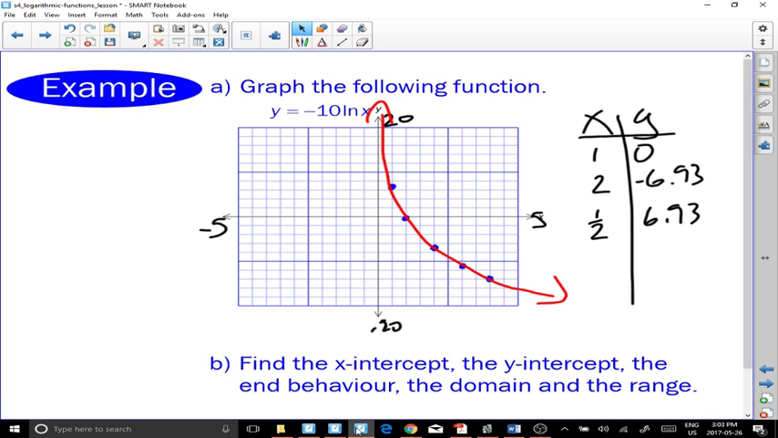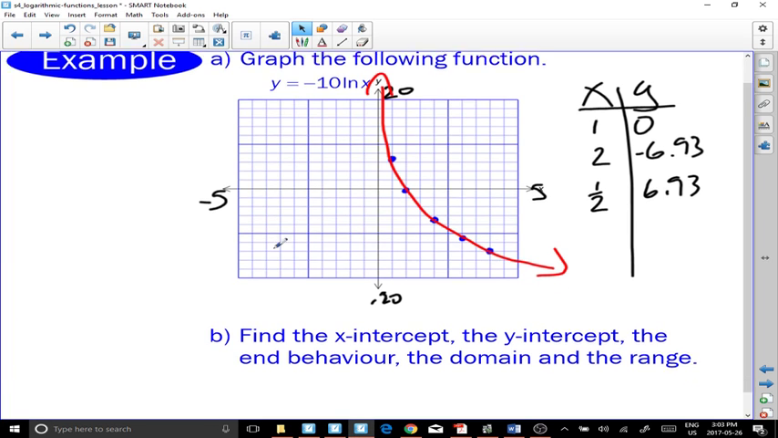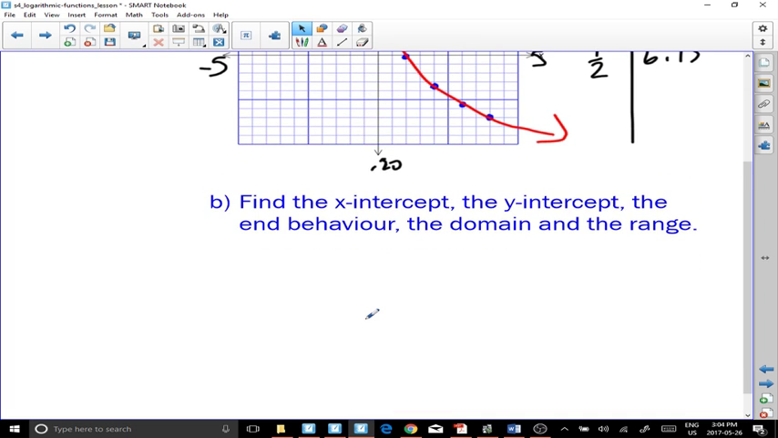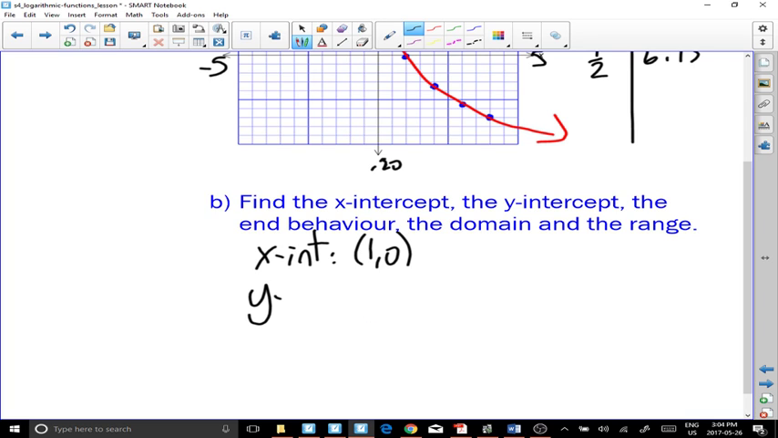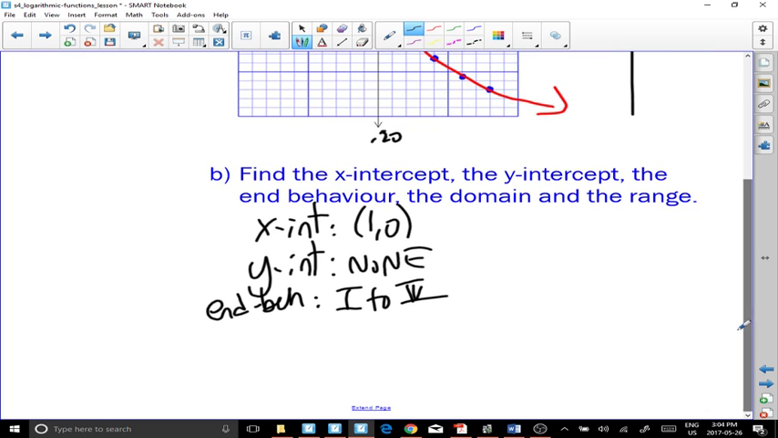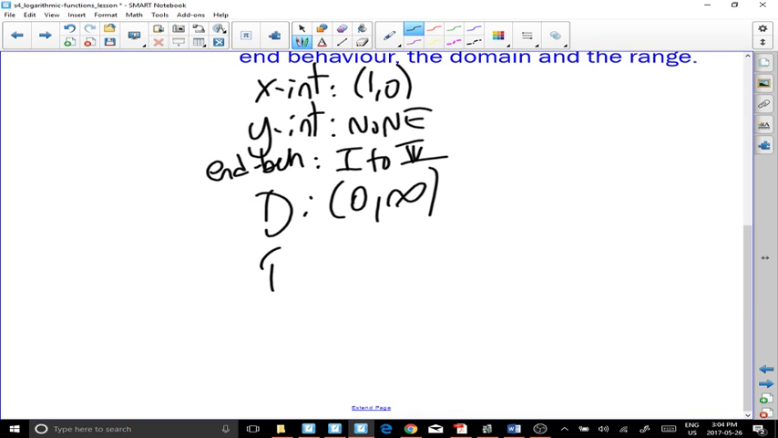So now that we've drawn that, what's the x-intercept, what's the y-intercept, what's the end behavior, and what's the domain and range? So what's the x-intercept? Yeah, the x-intercept? Still 1. What's the y-intercept? We still don't have any. What's the end behavior? Now, the end behavior is a little bit different. It's going to go from quad 1 to quad 4. What's the domain? Round bracket 0 to infinity. Range is.